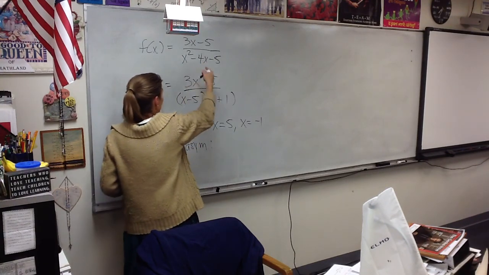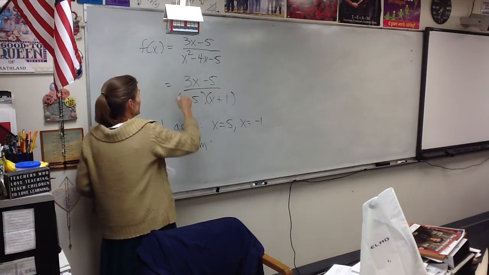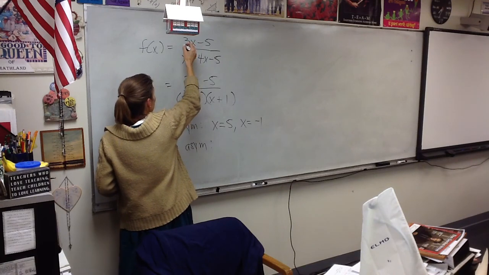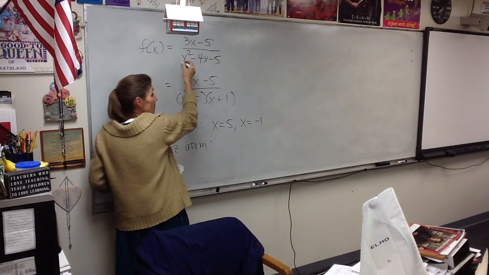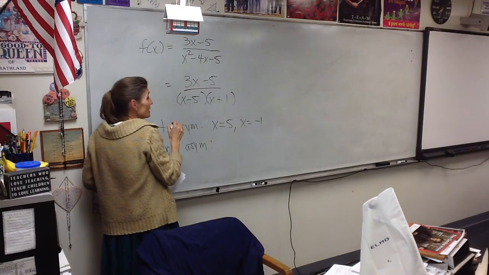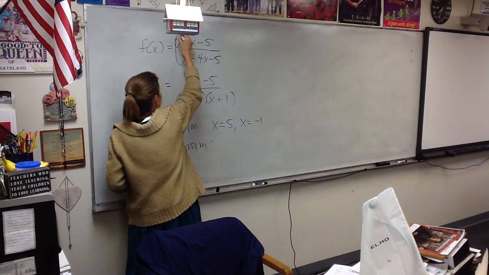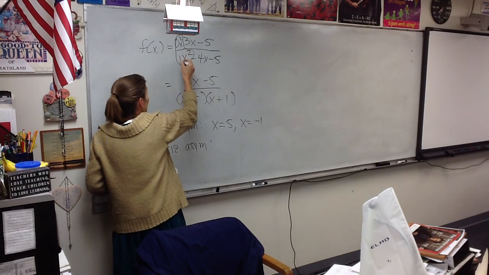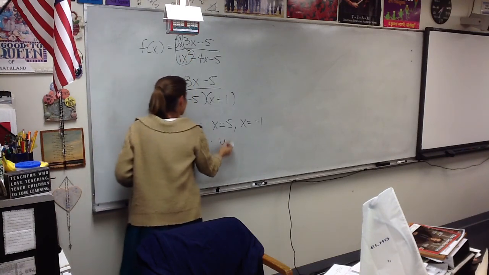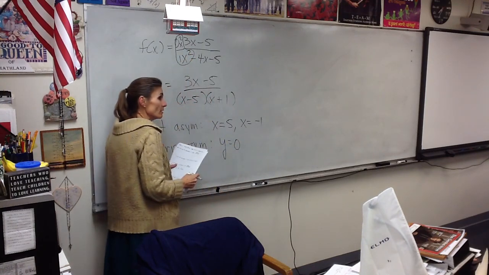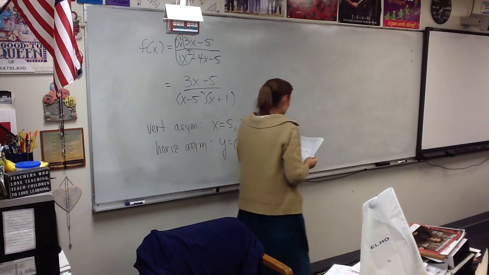Your horizontal asymptote is the tricky one. It comes from comparing what's on top with what's on the bottom. And I do not have an x squared on the top. So when I compare 0 over 1, I get 0. So my horizontal asymptote is y equals 0.